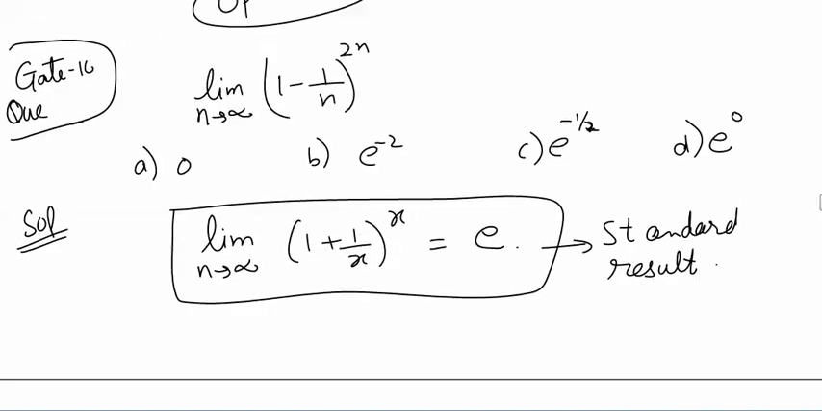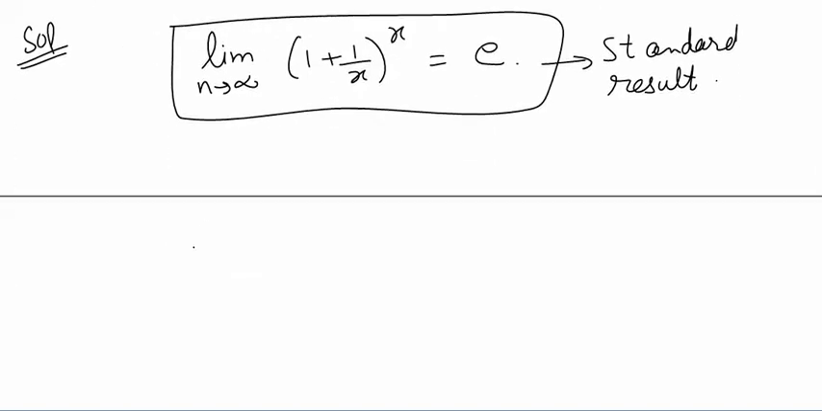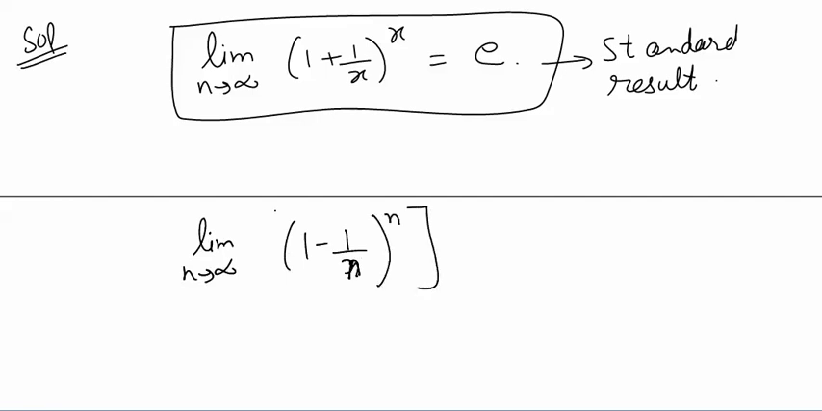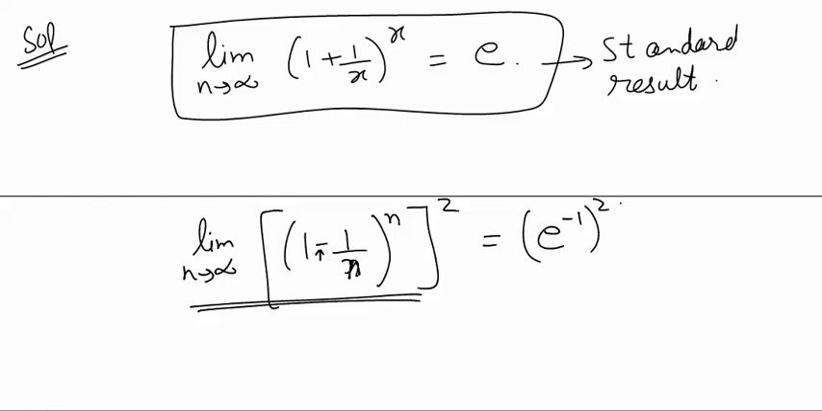Can you see the resemblance now? Can I write the question as limit n tends to infinity of (1 minus 1 by n) raised to n, to the whole power 2? Now this is a standard result. What is this standard result? It is e raised to minus 1, and that is the whole square. So it becomes very clear, it is e raised to minus 2. So in a single line you would have got the answer, correct?